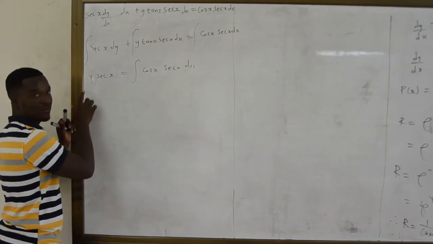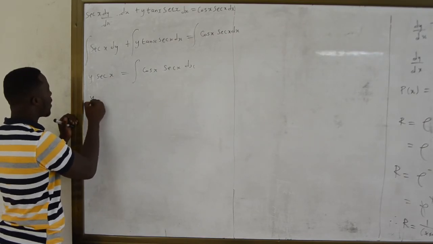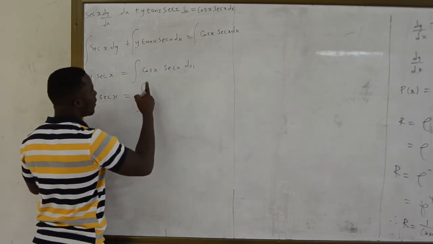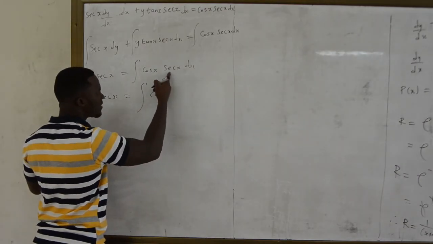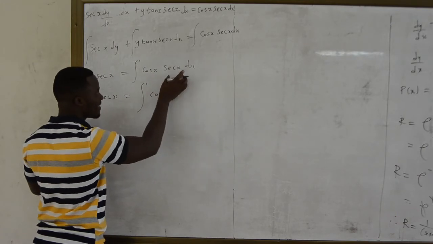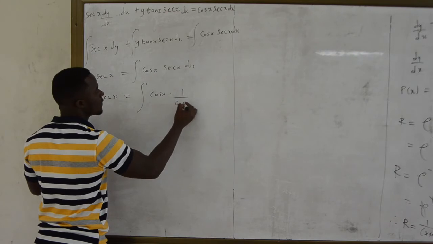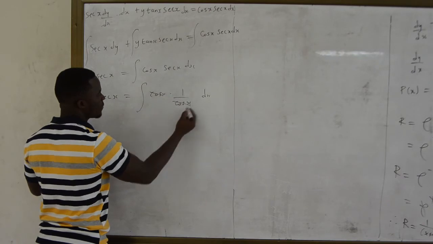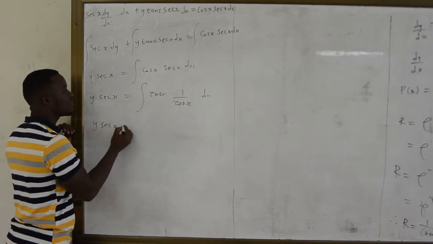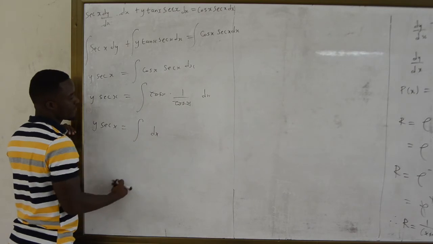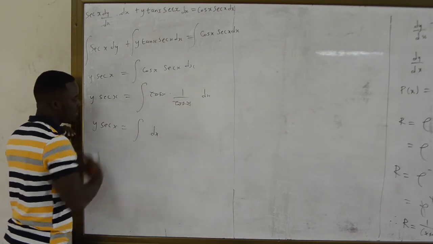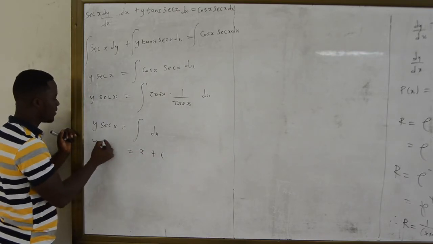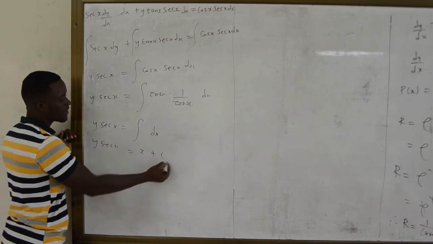So now we have this one. I have y sec x equal to the integral of cos x sec x dx. But you know that sec x is the same as 1 over cos x. So of course the cos x will cancel this one here. Then I'll have y sec x equal to the integral of dx. The coefficient of this one is 1. So when I integrate this one, I'll get x plus a certain constant. So I'll have y sec x equal to x plus C as my final answer.